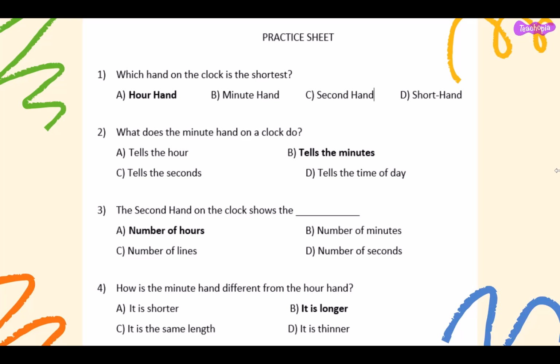This is followed by the practice sheet. So you may take the children through these questions too. Here are a few answers. Which hand on the clock is the shortest? The hour hand. What does the minute hand on a clock do? Tells the minutes. The second hand on the clock shows the number of hours. How is the minute hand different from the hour hand? It is longer.